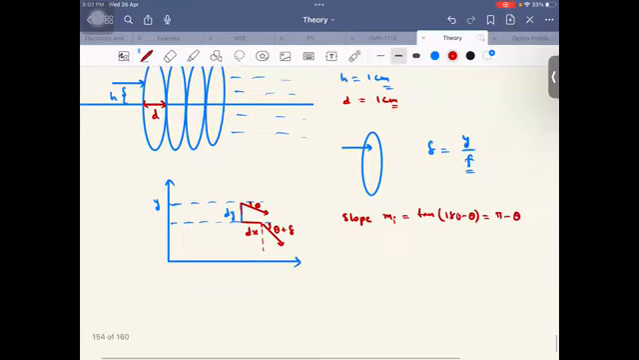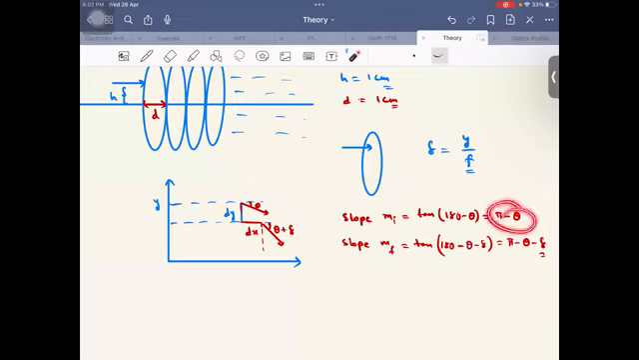Similarly, the final slope, m final, will be equal to tan of 180 minus theta minus delta, that is, pi minus theta minus delta. So can you tell me the change, how much it got deviated? The difference between these two. The net deviation is nothing but delta.